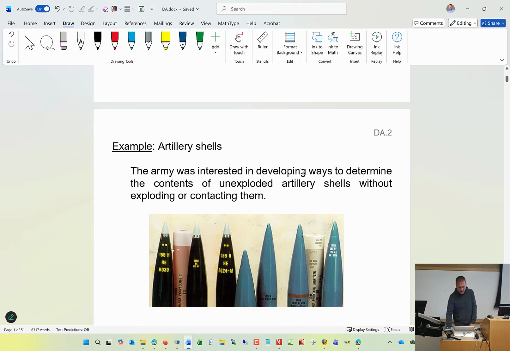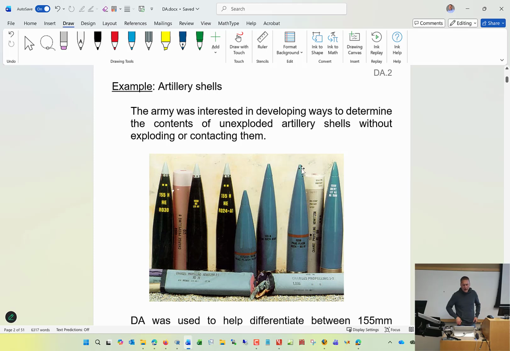Now, the last example that I've worked on was with a Department of Energy lab. The Army wanted to determine a way to find the contents of an unexploded artillery shell that might be on the battlefield. And the way to determine what was actually inside that shell: was it some kind of explosive? Was it mustard gas? Was it empty?